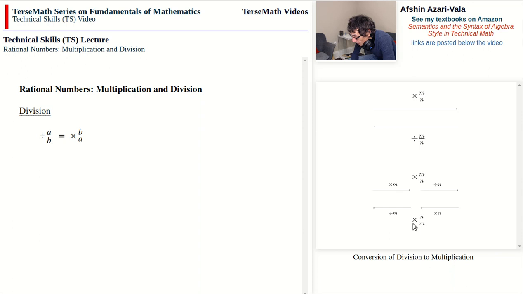Multiply by n places n on the top. Divide by m places m down. And so we can see that division by m over n is the same as multiplication by n over m.